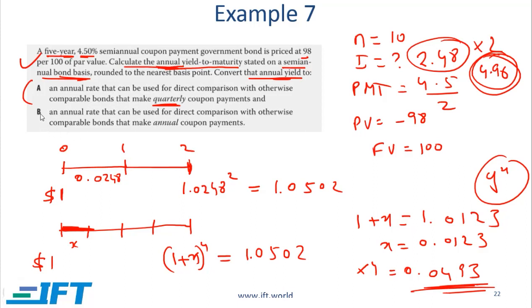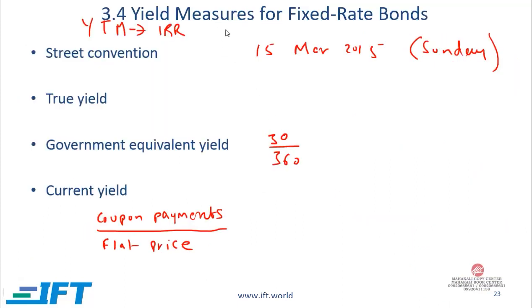What about part B? In my method, we have actually already done part B, an annual rate that can be used for direct comparison with otherwise comparable bonds that make annual coupon payments. So if a bond makes an annual coupon payment, then a rate of 5.02% will be equivalent to the two rates that we have talked about over here. We'll say a little bit more on yield measures before moving on.